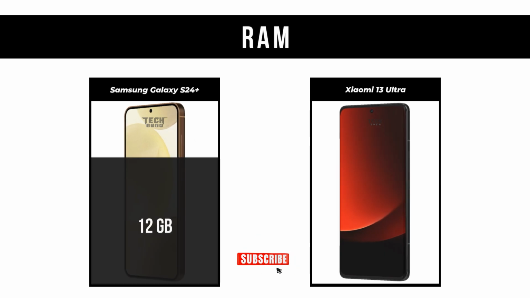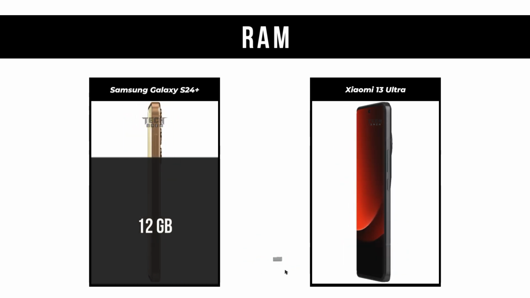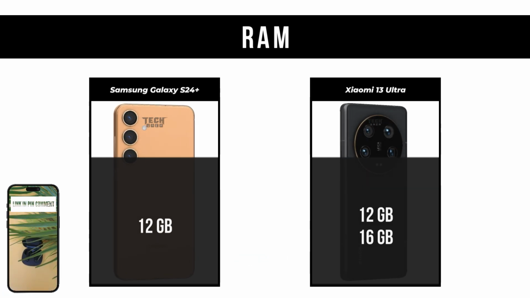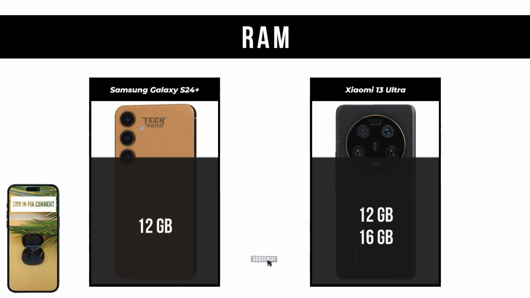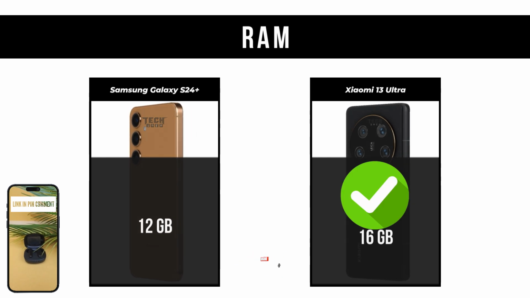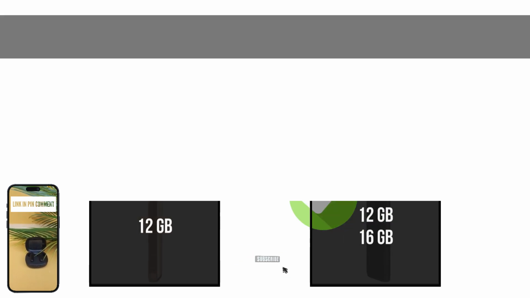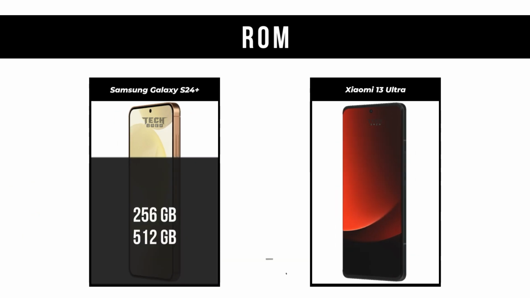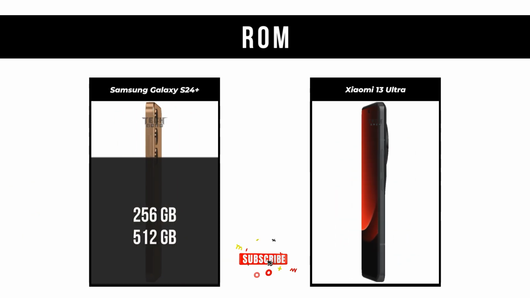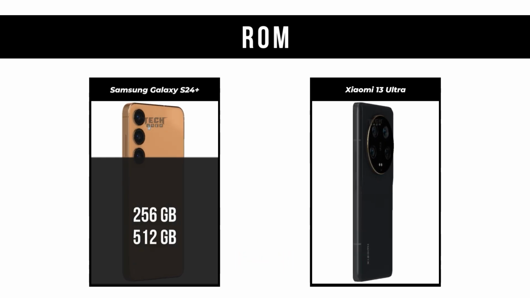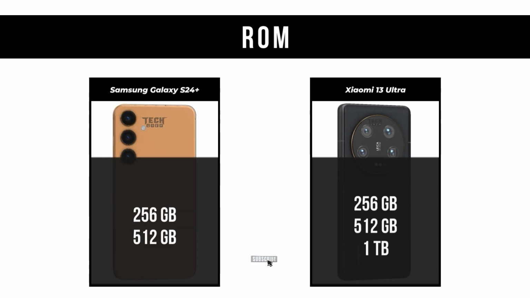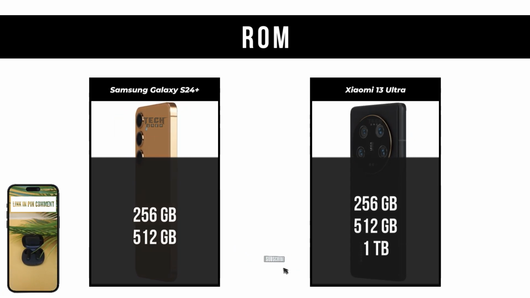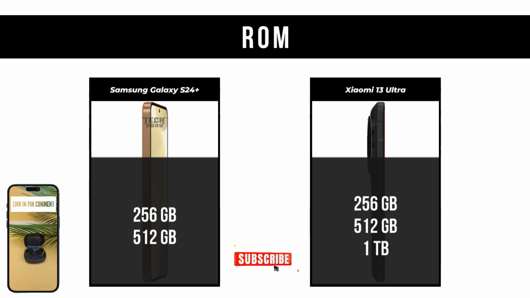RAM. Samsung Galaxy S24 Plus is 12 GB. Xiaomi 13 Ultra is 12 GB and 16 GB. ROM. Samsung Galaxy S24 Plus is 256 GB and 512 GB. Xiaomi 13 Ultra is 256 GB, 512 GB, and 1 TB.